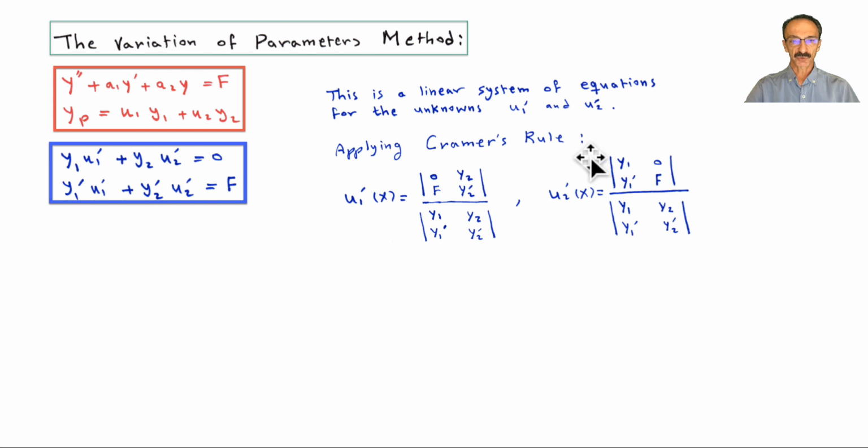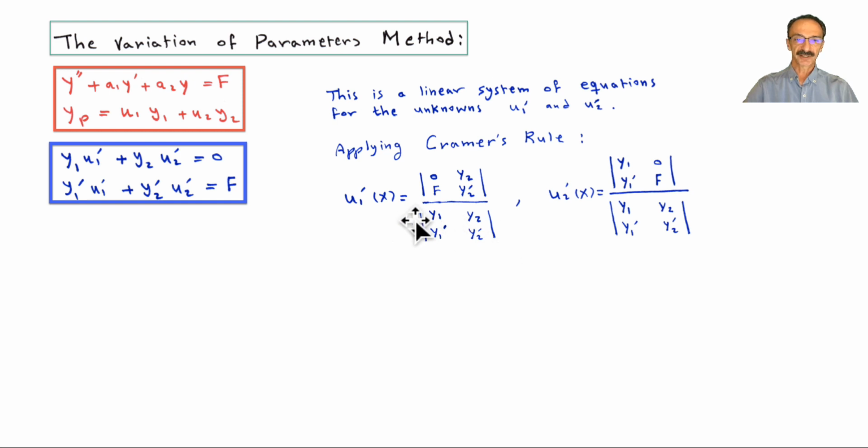Applying Cramer's rule, we get the following. These are the coefficients: y1, y1 prime, y2, y2 prime. And you know how to apply Cramer's rule. To solve for u1 prime, you replace the coefficients right here, y1, y1 prime, with 0 and f, as you could see. To solve for u2 prime, you replace those coefficients with 0 and f right there.